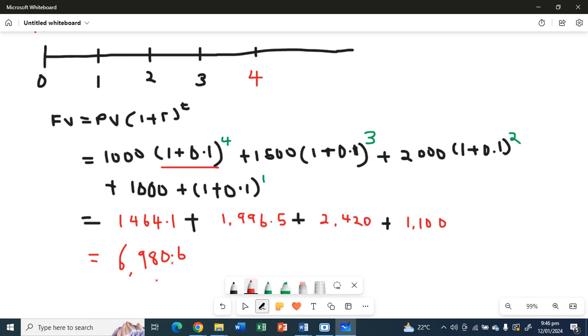So this is how much you have in total if you invest 1,000 today, and 1,500 1 year from today, and 2,000 2 years from today, and another 1,000 3 years from today. This is how much you have in total in year 4.